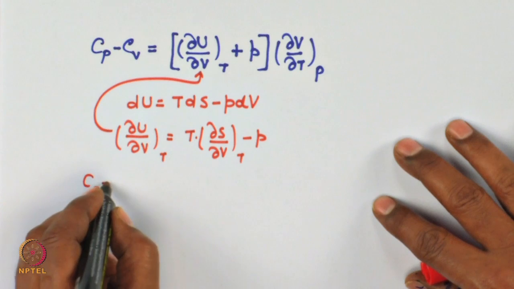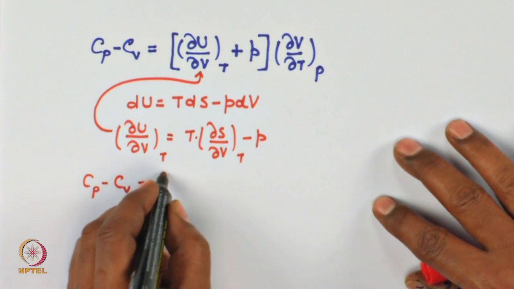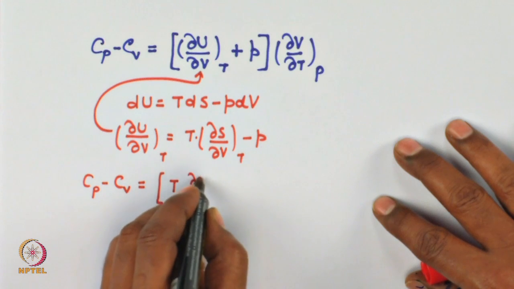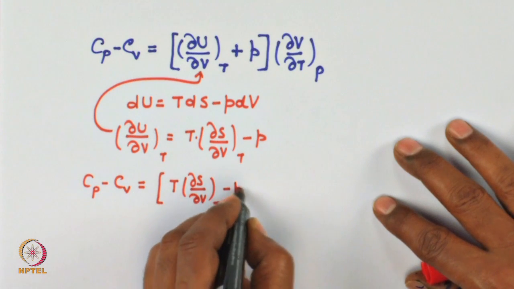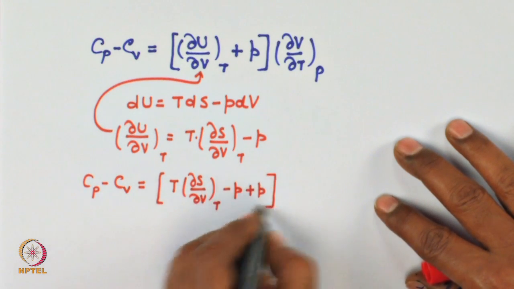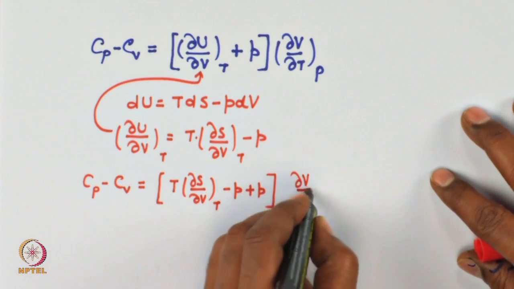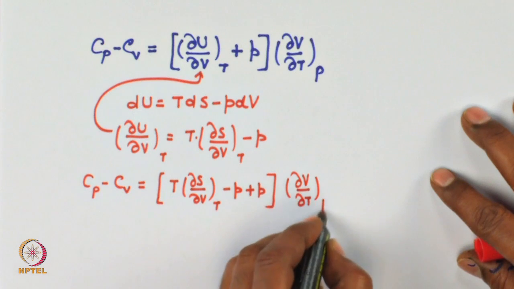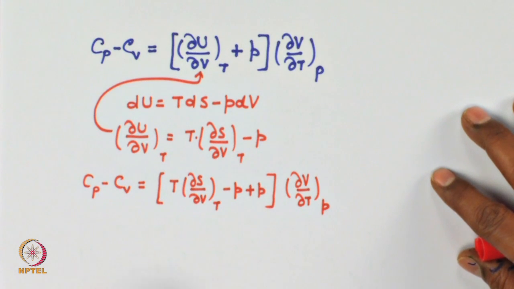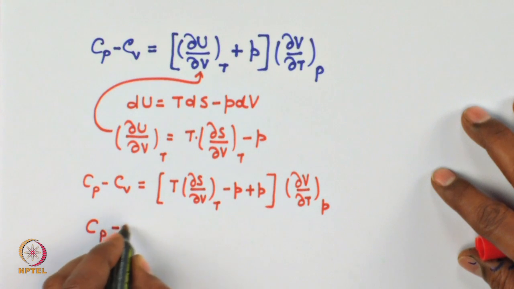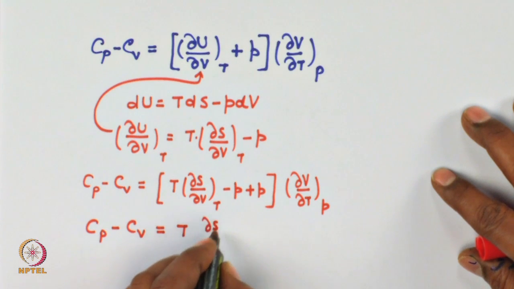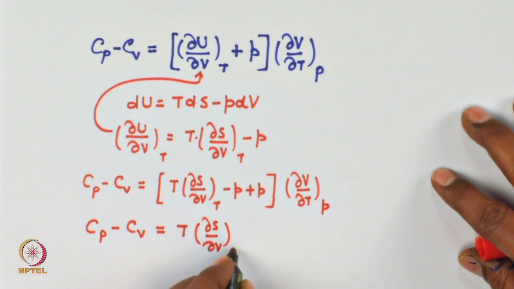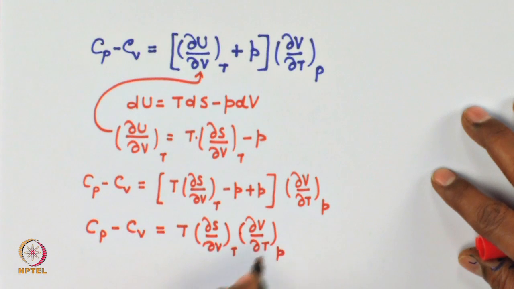What do I get now? Cp minus Cv is equal to T times the variation of entropy with volume at constant temperature, minus P plus P, and what I have is the variation of volume with temperature at constant pressure. So, Cp minus Cv is equal to T into ∂S/∂V at constant temperature into ∂V/∂T at constant pressure.